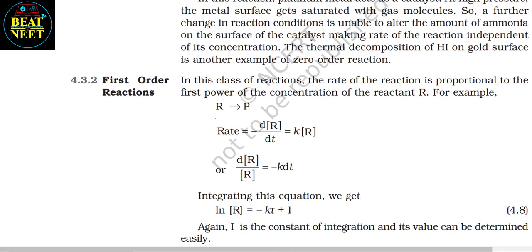4.3.2 First order reactions. In this class of reactions, the rate of the reaction is proportional to the first power of the concentration of the reactant R. For example, R gives P.